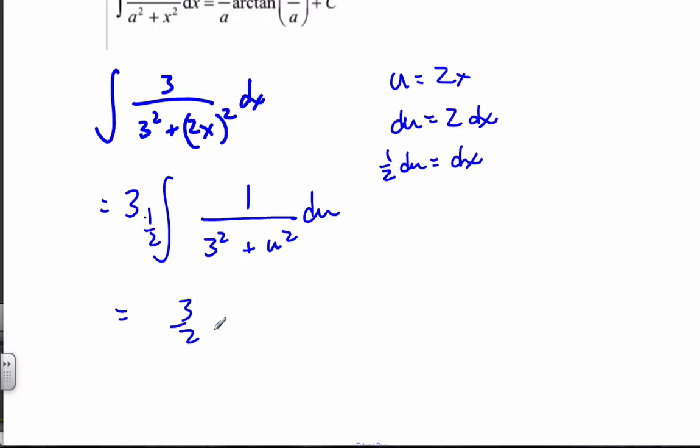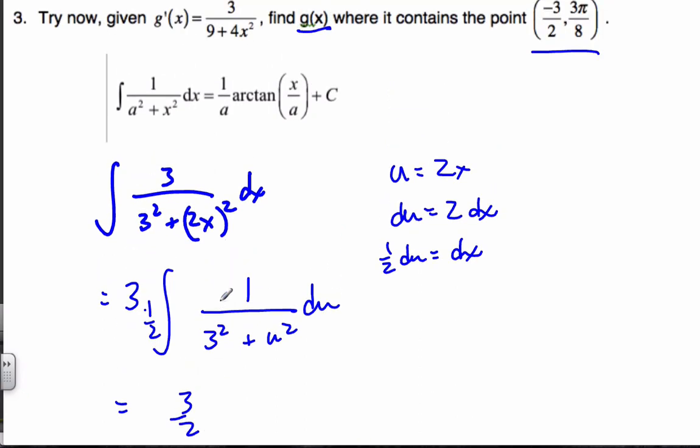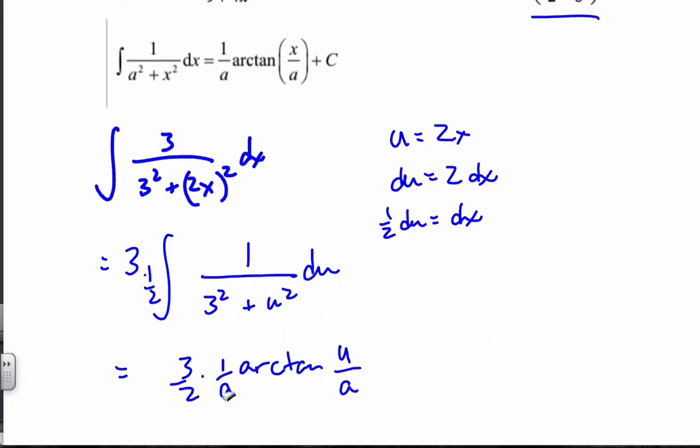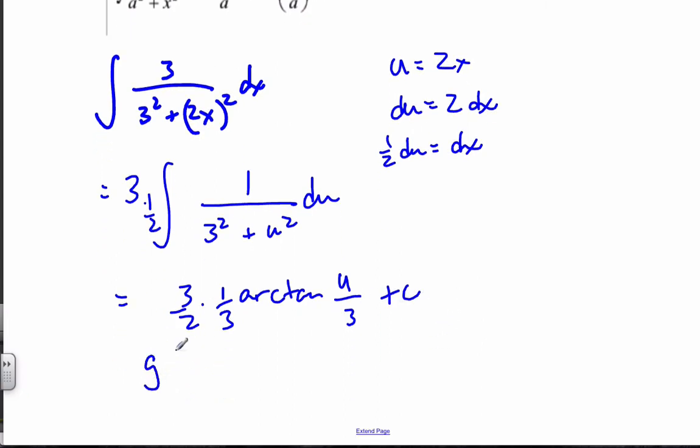So 3/2, using my formula, there's the 3/2 from here. 1 over a is 1/3, times arctan of u over a. I'm writing a, but I know a is 3, plus c. And so substituting back, I know that g of x is equal to 1/2 arctangent of 2x over 3 plus c.